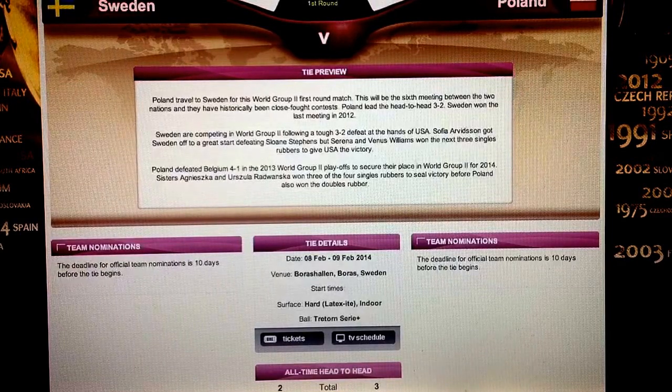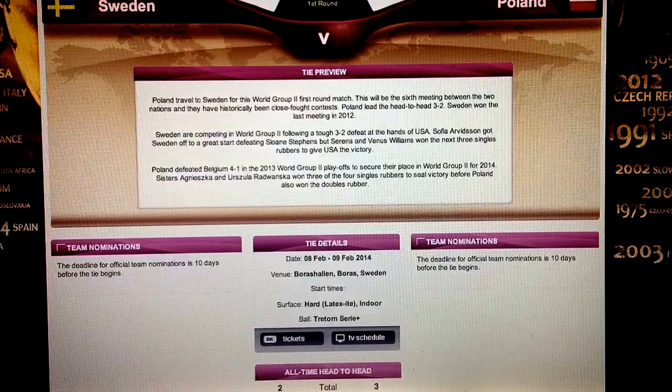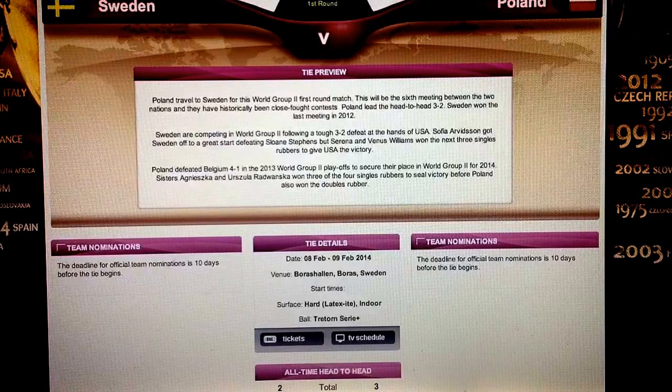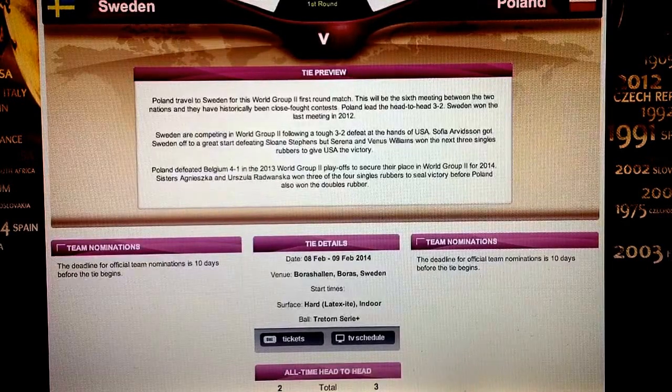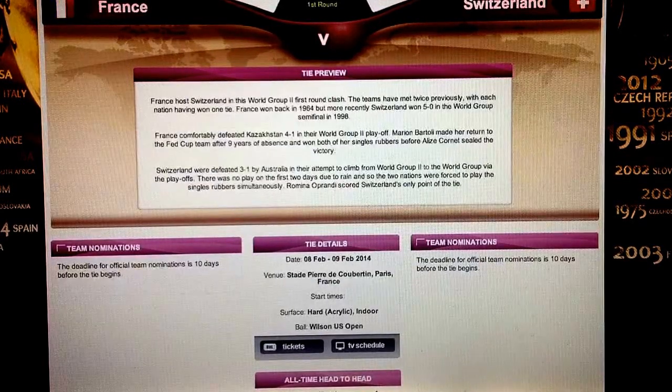And if they rough that court up with some sanding, that could actually be a real slow indoor event, which I think would hurt the Polish sisters, the Radwanskas. So that's going to be very interesting. Of course, a lot's going to be on how tired Aga is coming from Australia. If she's pooped out, they're in trouble. If not, they should get through and continue their rise in the Fed Cup rankings.